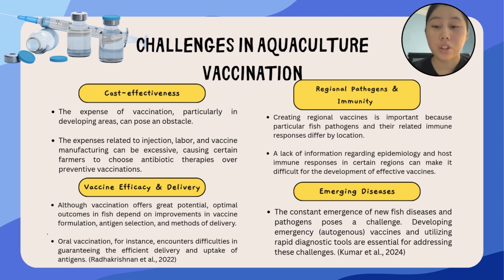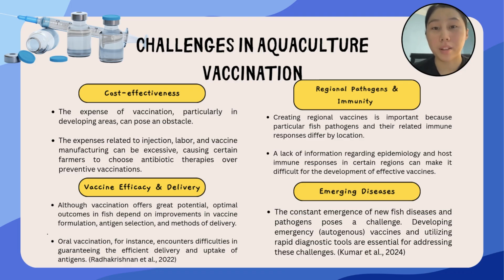So although vaccination offers great potential, optimal outcomes in fish depend on improvements in vaccine formulation, antigen selection, and methods of delivery. Oral vaccination, for instance, encounters difficulties in guaranteeing the efficient delivery and uptake of antigens.